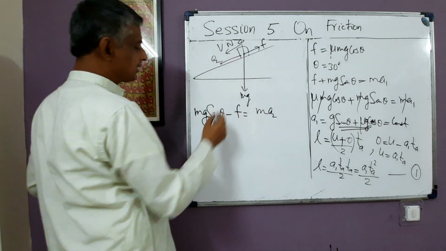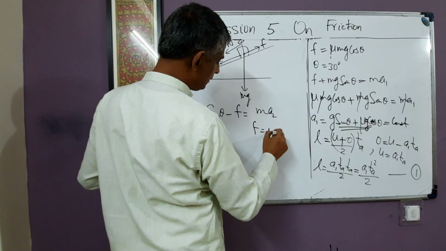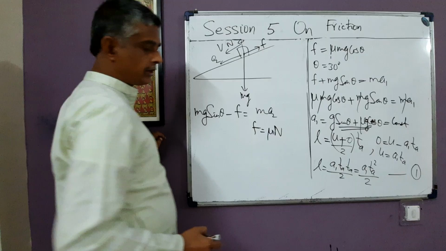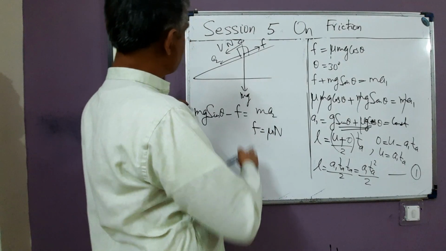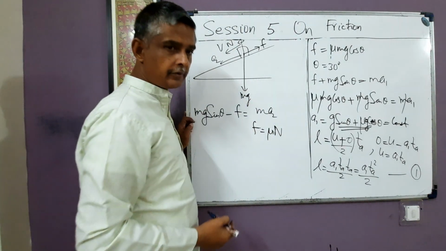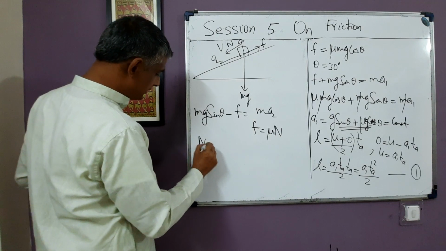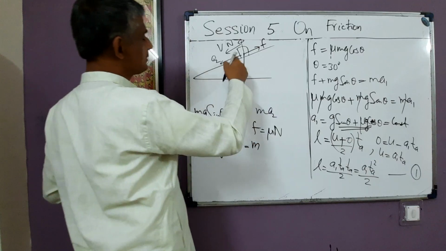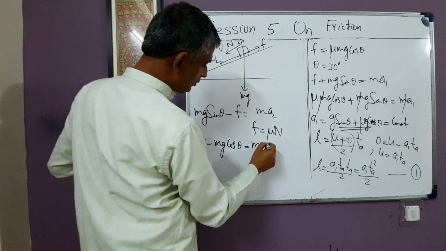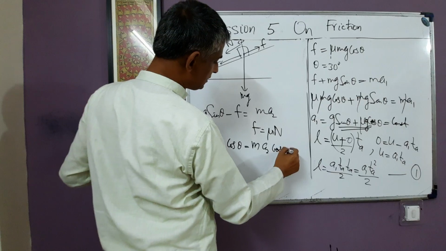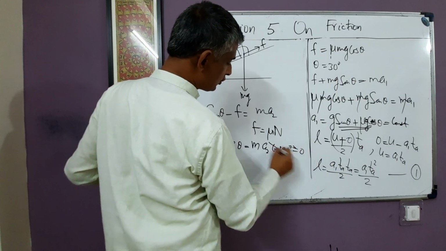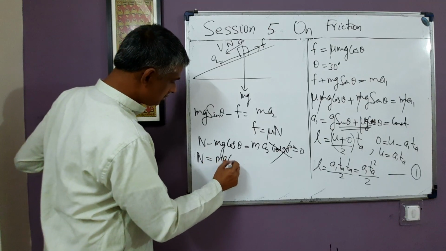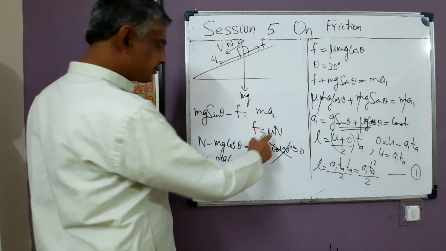Now again slipping is taking place, so F should be written as mu times N. To find F we need to know N. To know N, I apply Newton's second law to the block along the direction of N. So N minus mg cos theta is equal to m times the component of A2 in this direction, which is simply A2 cos 90 degrees, which is 0, because cos 90 degrees is 0. So N becomes mg cos theta.